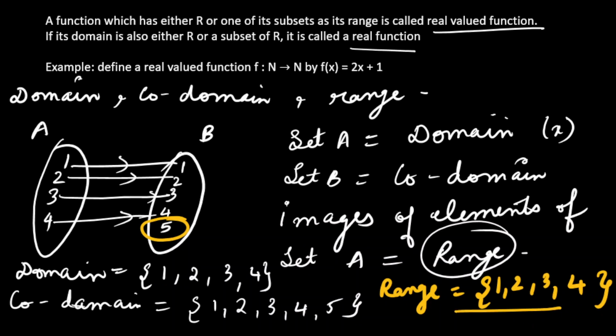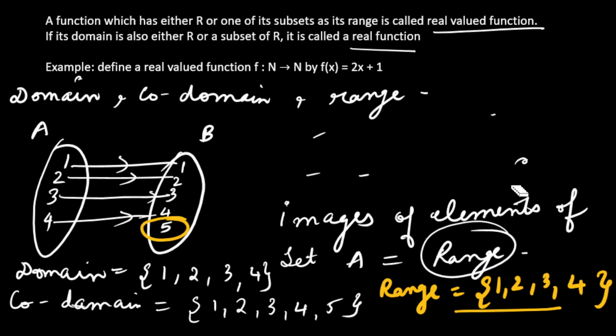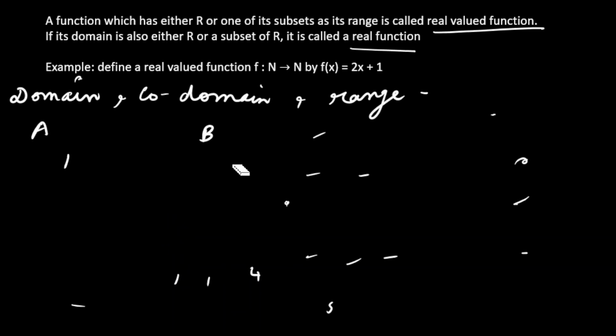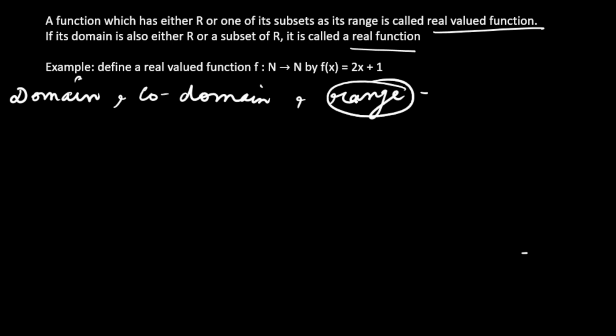That's it. Right now let's see what is real valued function and what is real function. So here now we can see a function which has either R or one of its subsets as range. So I hope you have understood the meaning of range now. See, in other words, you can always remember domain means value of X and range means the value of Y. Like suppose here I have taken one example. With that example now I'll explain.